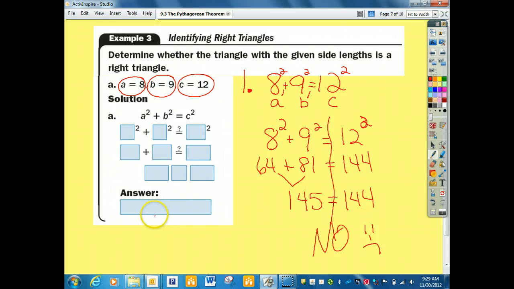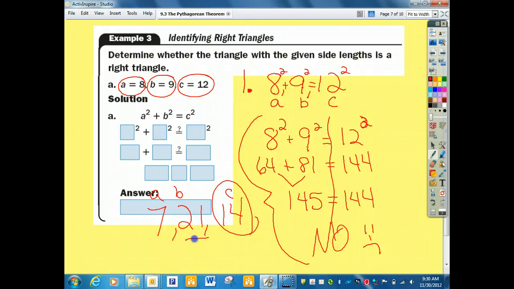Now, how about if I gave you the numbers 7, 21, and 14? Do you have to do all the work for that one? Would you have to do the whole equation for it to find out yes or no? Yeah. No. Why not? What did I tell you at the beginning of the lesson when we were talking about the hypotenuse? The hypotenuse, the C, what did we talk about? So if this is my ABC, is this one longer than these two? No. So could that make a right triangle? Absolutely not. That 14 can't ever be smaller than either one of those two.